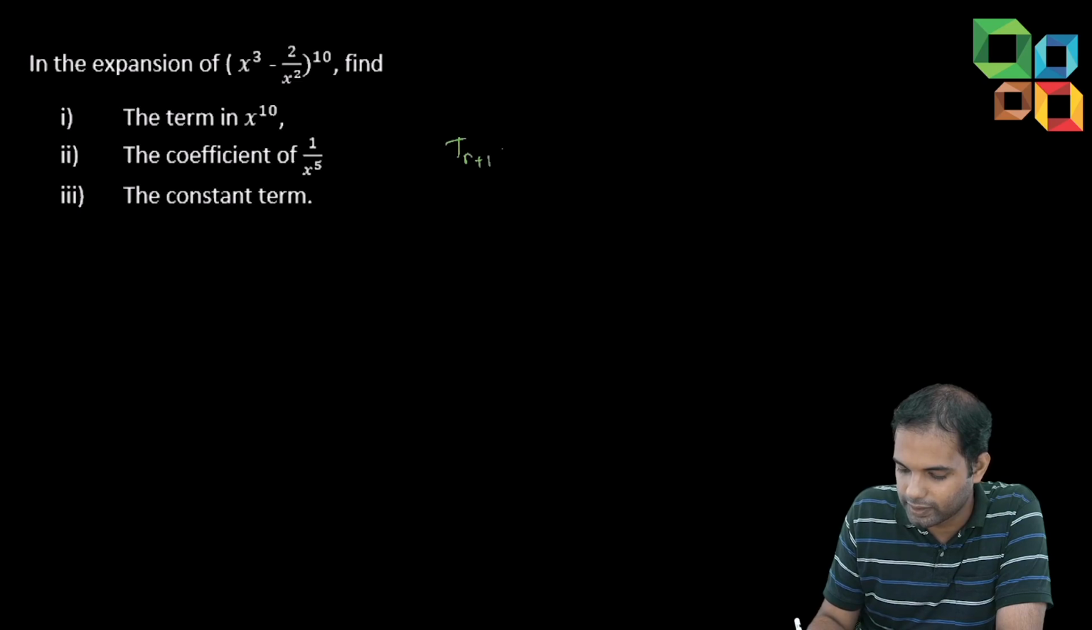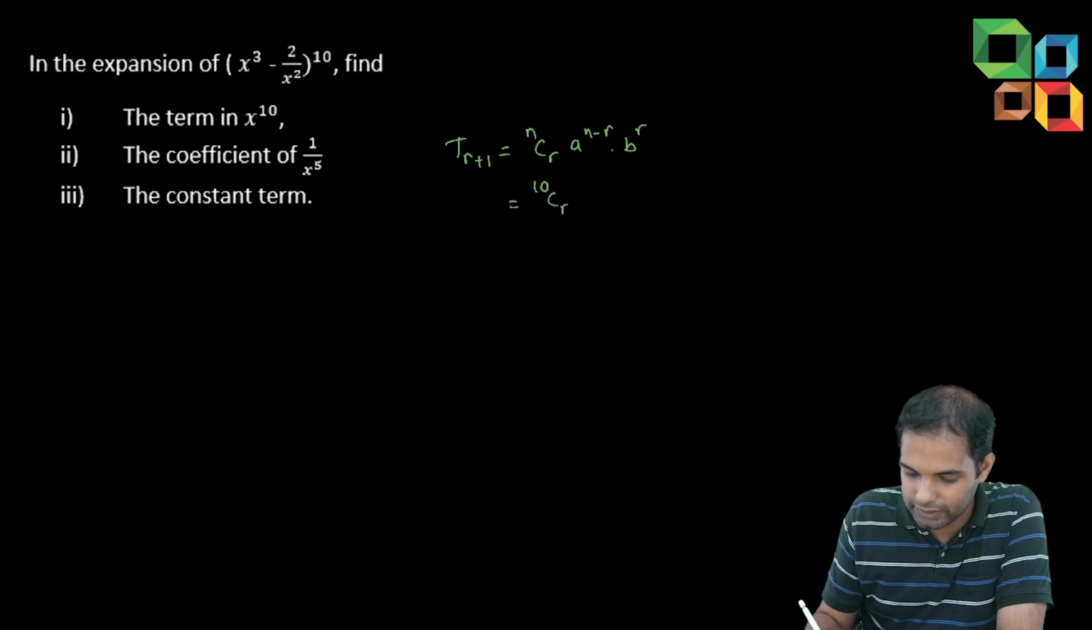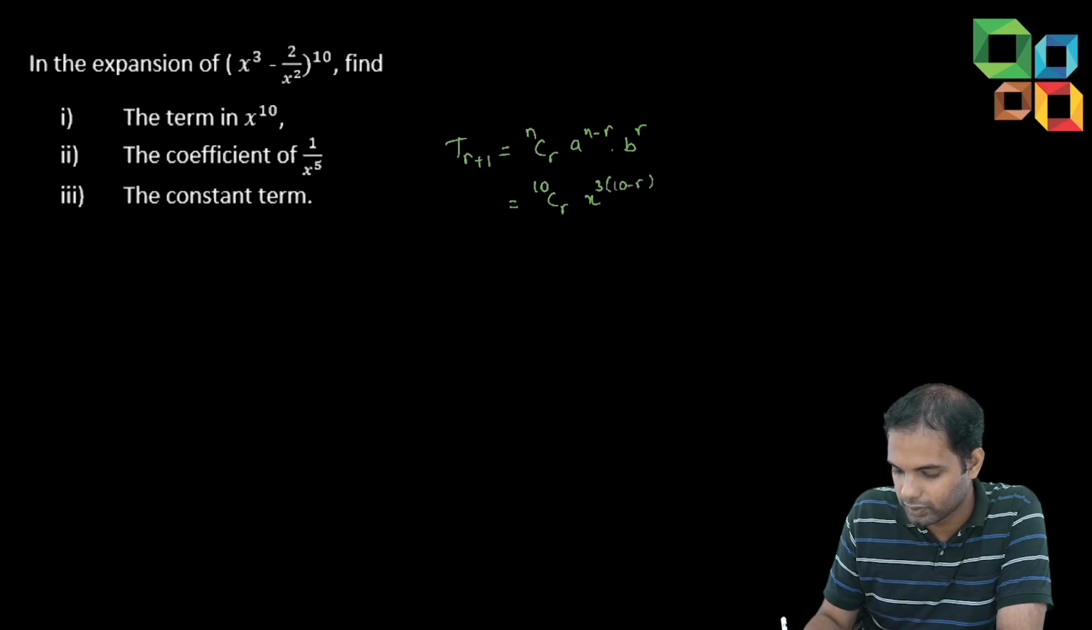T(r+1) is equal to nCr a power n minus r into b power r. So just write down the terms now. This is 10Cr. A, what is a? X cube power 10 minus r. It gets multiplied into b. B is with a minus sign, minus 2 by x square whole power r.